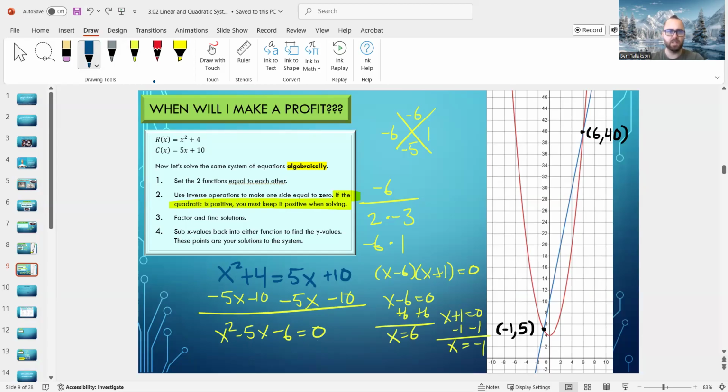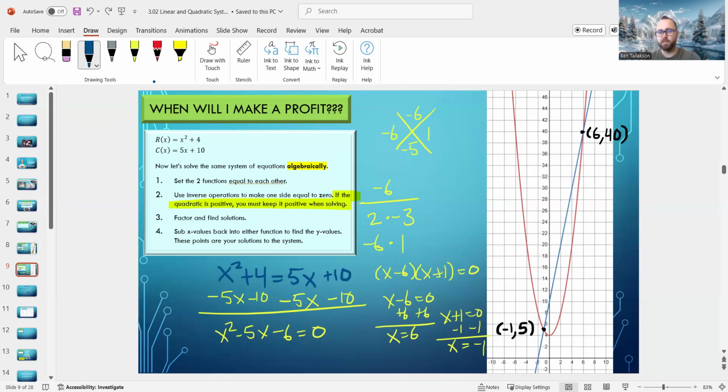If I plug in 6, I get 6 squared, 36, plus 4, 40. So I'll have a point at (6, 40). Boom, there it is. And for -1, -1 squared is 1, plus 4 is 5. There it is. There's my 5.